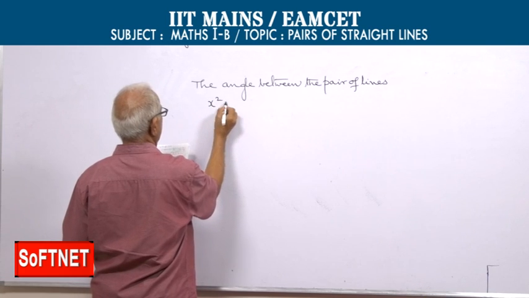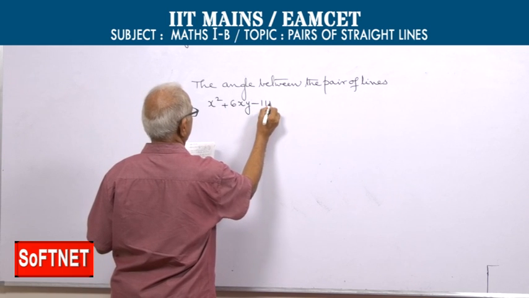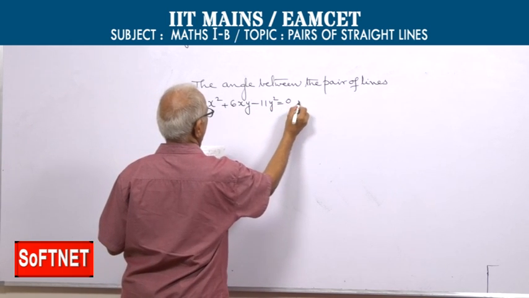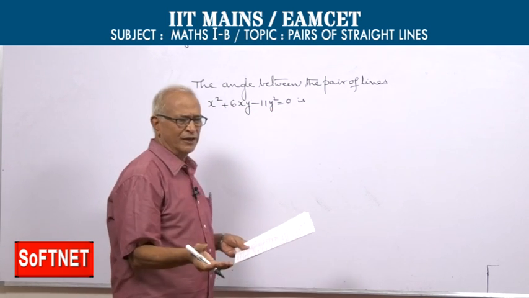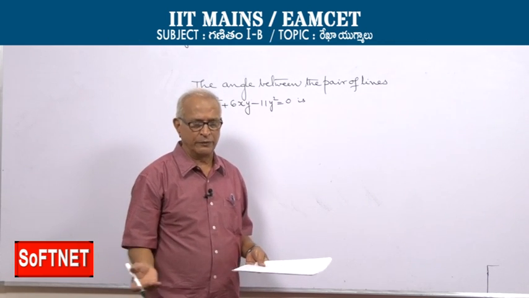x square plus 6xy minus 11y square equal to 0. Usually 4 options are given, and they usually give the smaller angle: pi by 4, pi by 6, pi by 3, pi by 8.